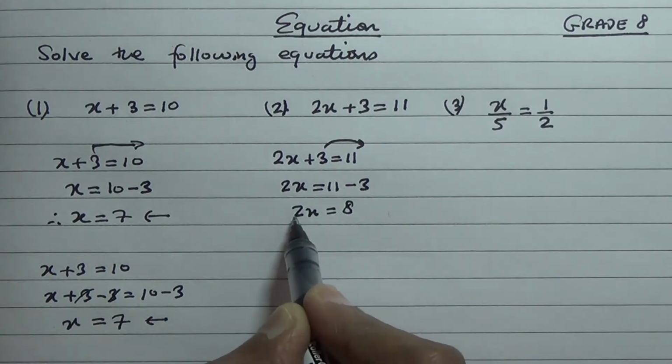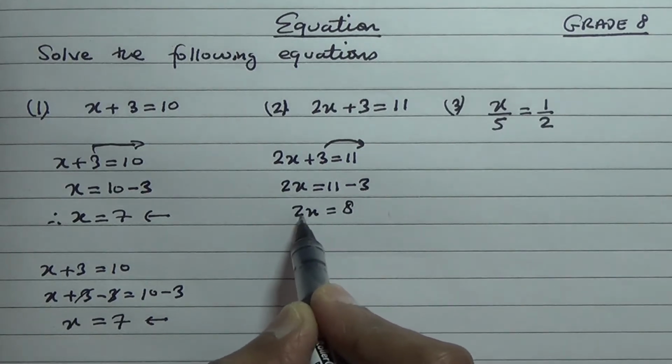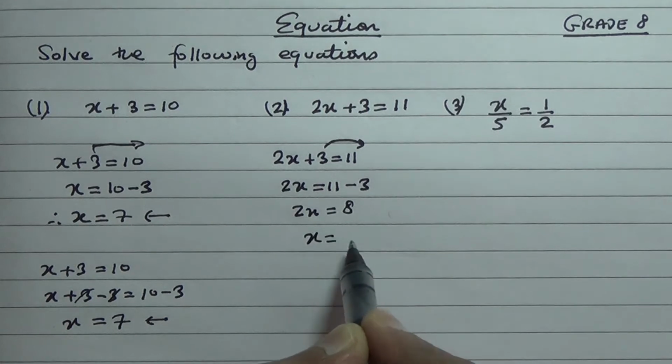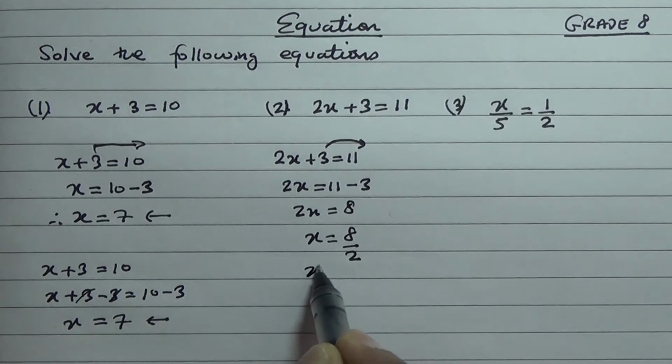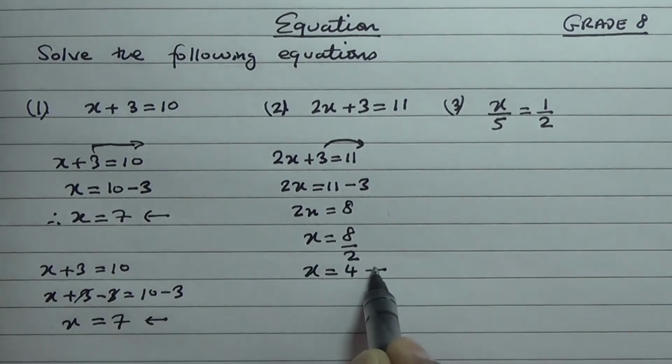Now look at this here, 2 times x, so the 2 is multiplied by x. So when you send multiplication on the other side, it becomes division. That means x is equal to 4, so this is your answer.